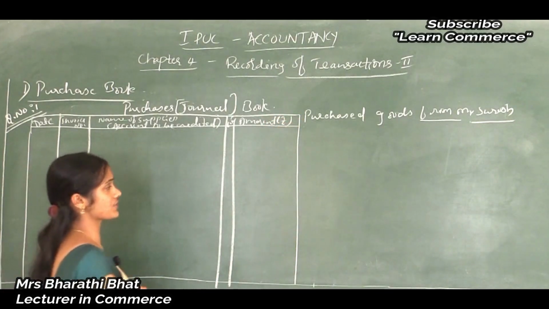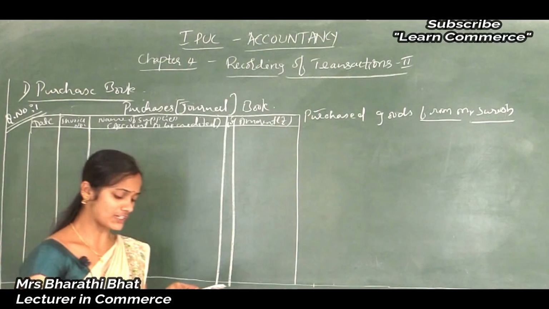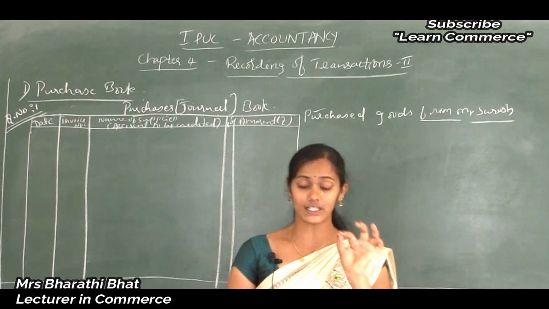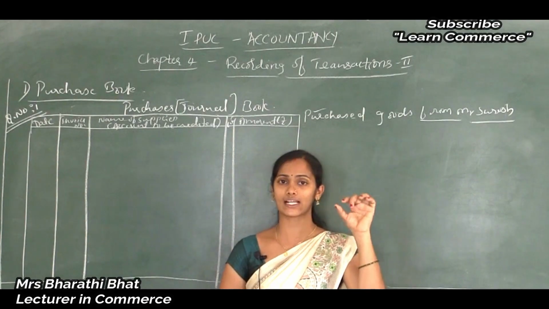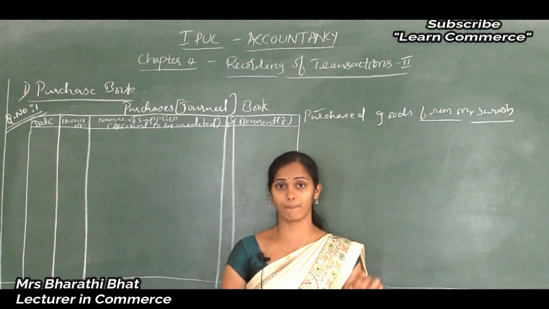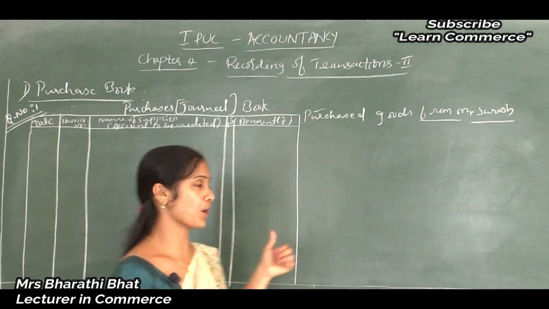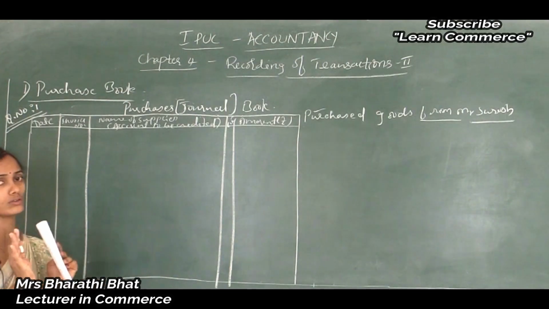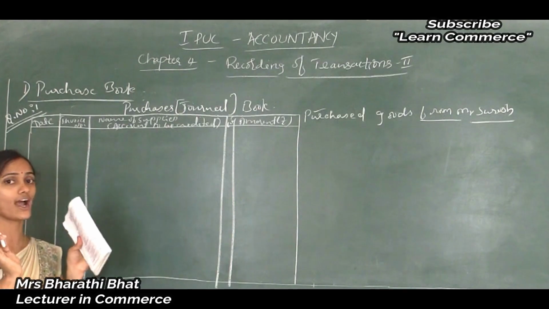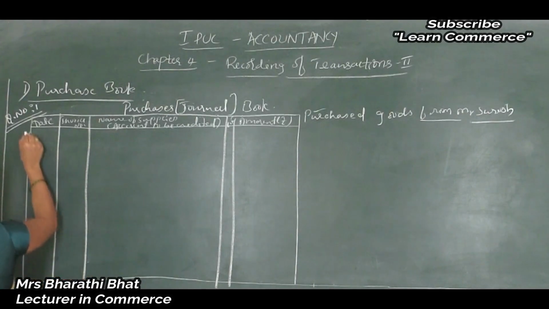And the first transaction is like this: purchased goods from Suresh. See the question: enter the following transaction in the purchase book. So they have clearly given what we have to prepare. We have to prepare the purchase book. This is the format of the purchase book, so we know how to start solving it. So date 2017 Jan 1st.